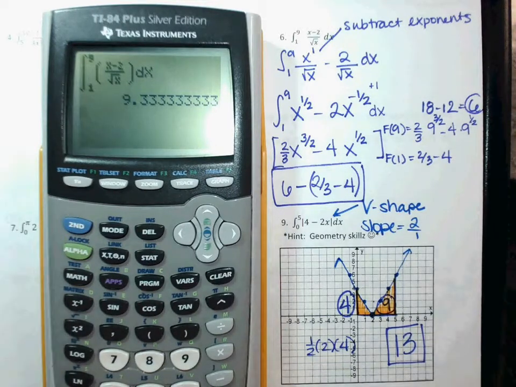Okay, and then look, what's 6 minus negative 4? That's really, 6 plus 4 is 10, then take away 2/3, 9 1/3. Very exciting, okay? Now you know.